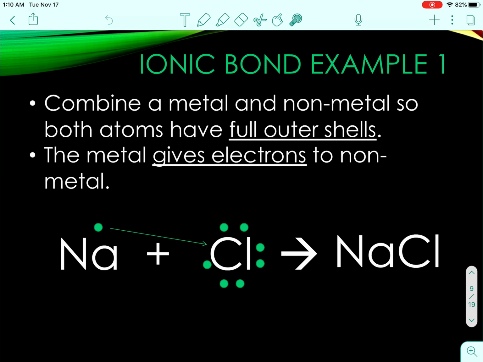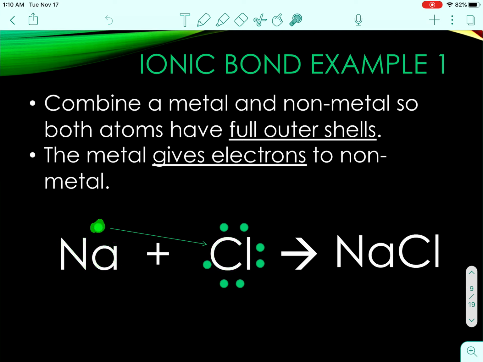Okay, so our first example is going to be when we combine sodium and chlorine. So we combine a metal and a nonmetal, so they both have full outer shells. The metal is going to give electrons to the nonmetal. So when we draw this out, we're going to draw a sodium and a chlorine.